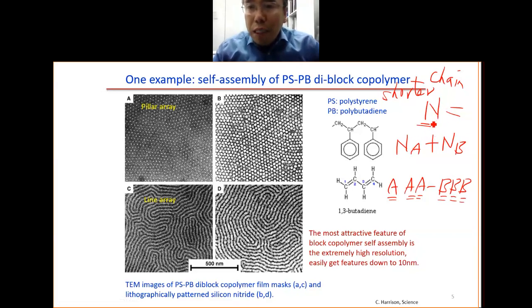So what is the limit of N? How to make the N as small as possible? This depends on the property of the two polymers. If the two polymers do not like each other, then they will try to phase separate. So what is the parameter that determines whether the two polymers like each other or do not like each other? That means whether they are very, very different, or not so different. This factor is called chi.